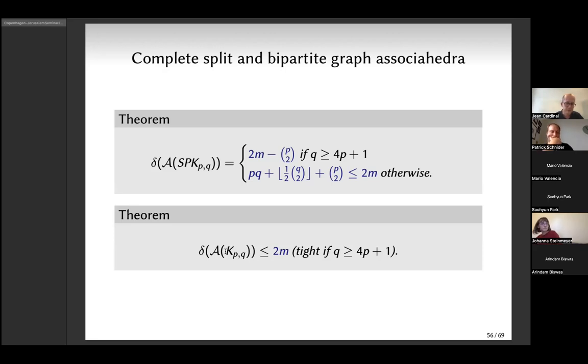And we have something that is also, okay, we don't have a complete characterization, but if we look at complete split graphs, so you have 2 independent sets on each side of size P and Q, then we know that if Q is sufficiently large, then the diameter is also exactly 2 times m. So we also have a tight lower bound in that case, and it's always an upper bound for every complete bipartite graph.